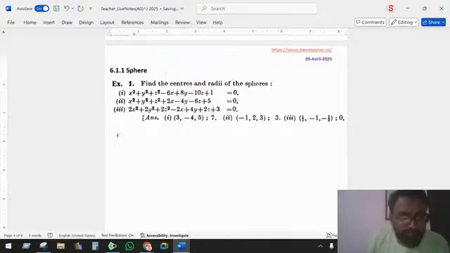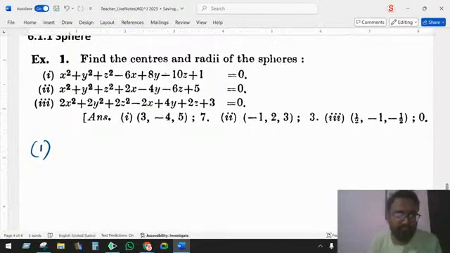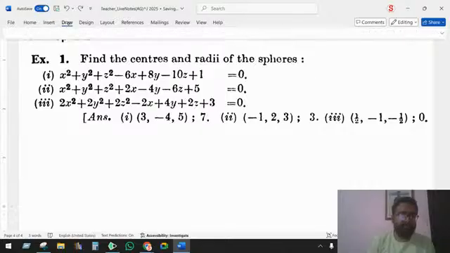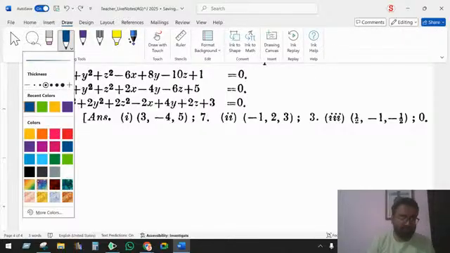So what is the first equation? x square plus y square plus z square minus 6x plus 8y minus 10z plus 1. I should take a good color pen. The pen is not clear. I'm taking this. Yeah, light blue, sky blue. Okay.